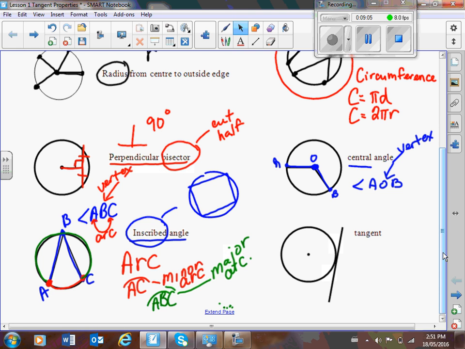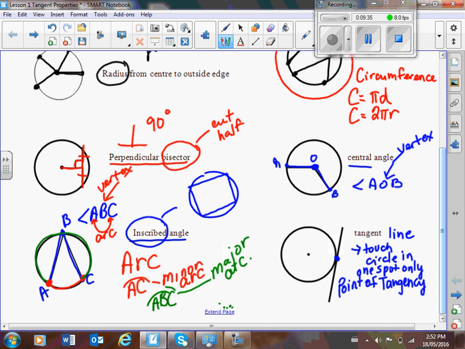All right, and tangent on this page. Tangent might be a new word for you. It's not just tangent, we should add tangent line. So a tangent line is going to touch the circle in one location or one spot only. Okay, so right here where this line touches that circle, we call that the point of tangency. Okay, that's the point of tangency.